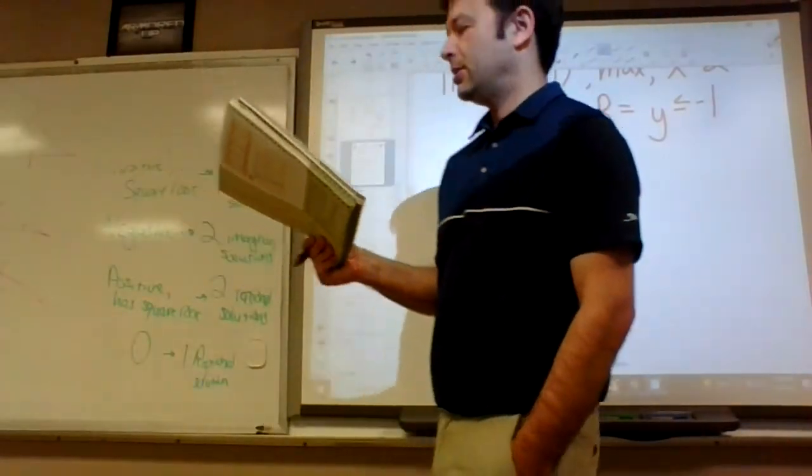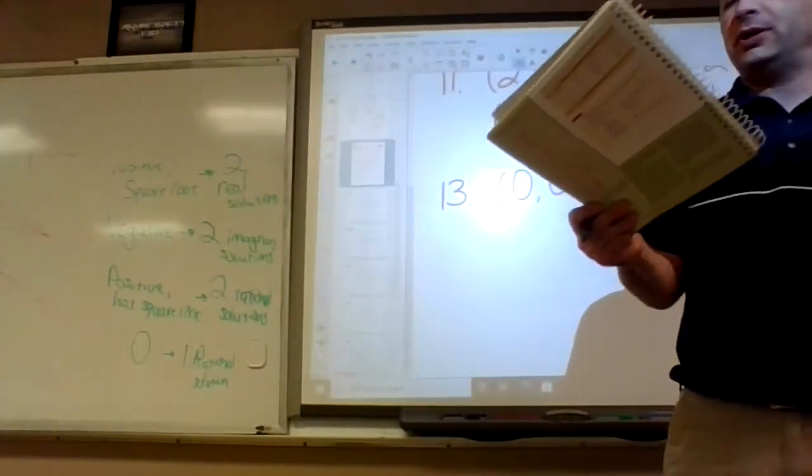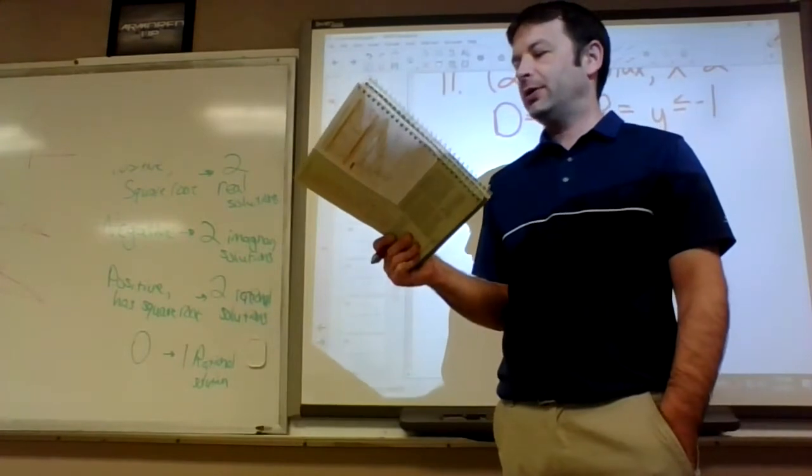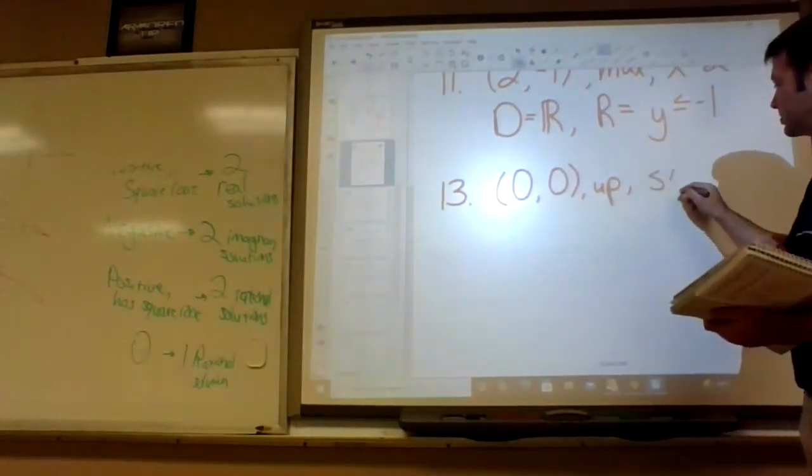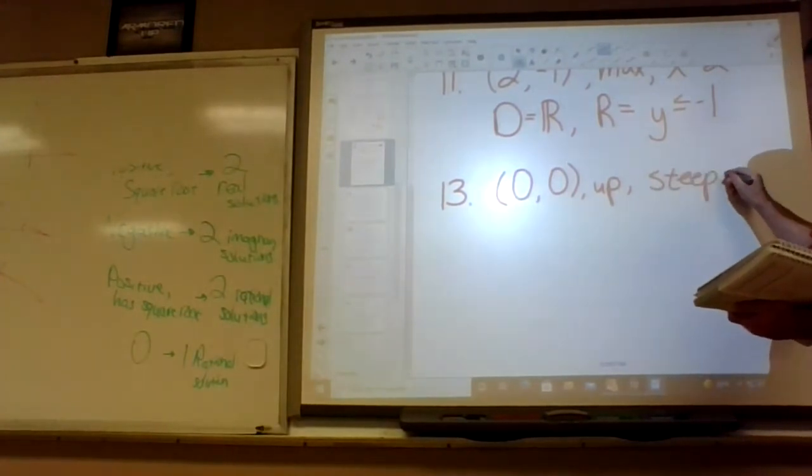Okay, compared to f of x equals x squared, is it going to be steeper or flatter? Steeper. The 5 makes it go up fast, so it's going to be a steep graph.